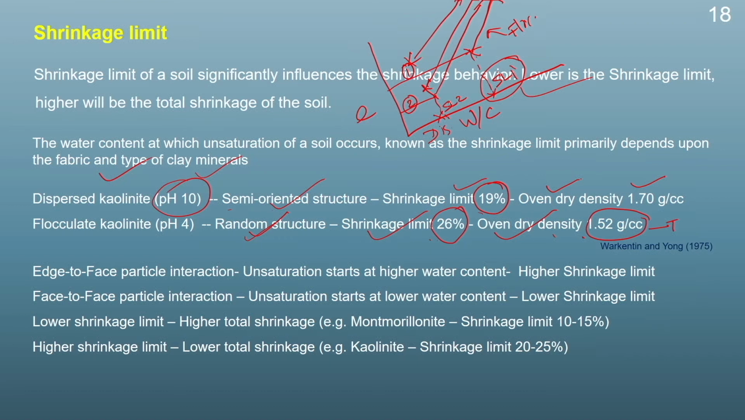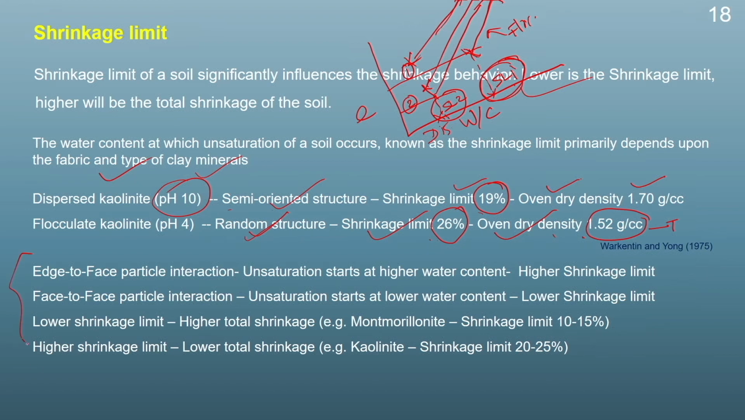Now, if we compare between soil 1 and soil 2, soil 1 is having a higher value of shrinkage limit and this amount of total shrinkage, whereas soil 2 is having a lower value of shrinkage limit and this is the total amount of shrinkage. Therefore, soil 2 will shrink more in comparison to soil 1. So, we can conclude that soil having a lower value of shrinkage limit will shrink more.